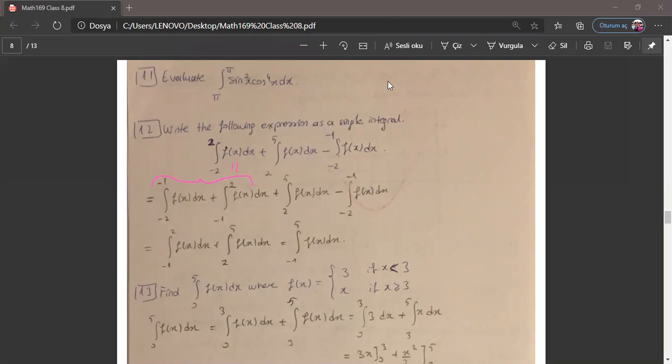So what do we have now? We have minus this integral from -2 to -1, and this integral. So here we have 0, okay? And the rest is this. And this is from -1 to 2 to 5. So we can write it as only one integral, okay? So this is equal to this integral.